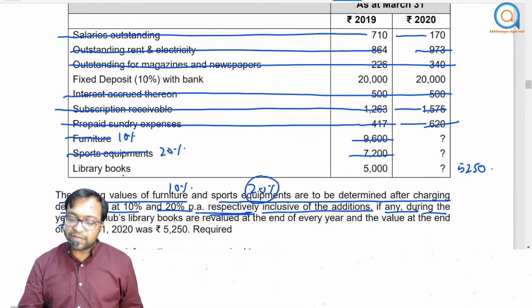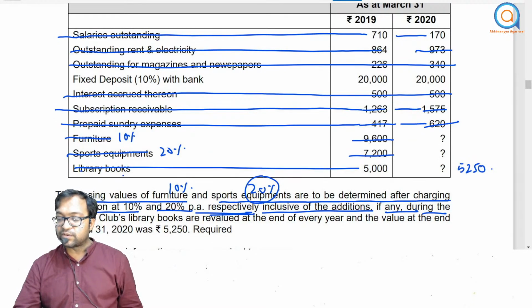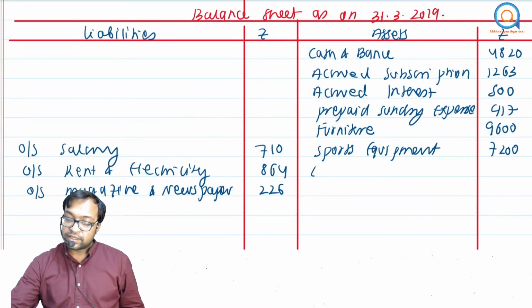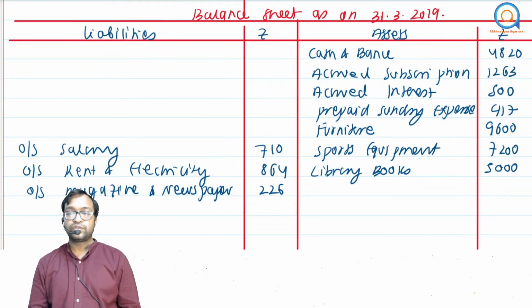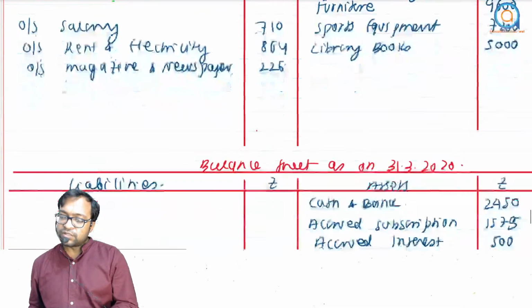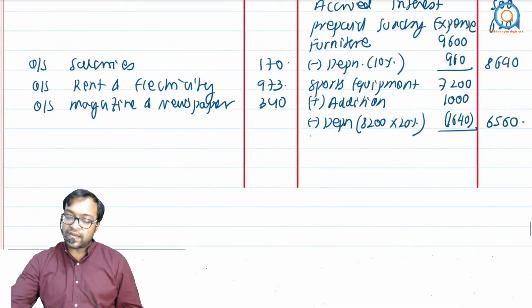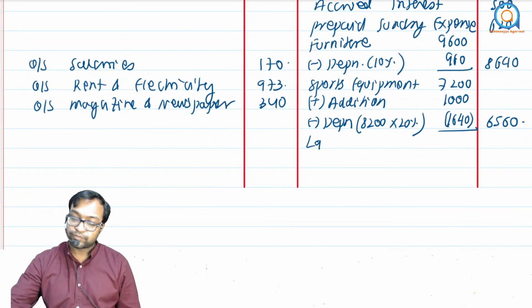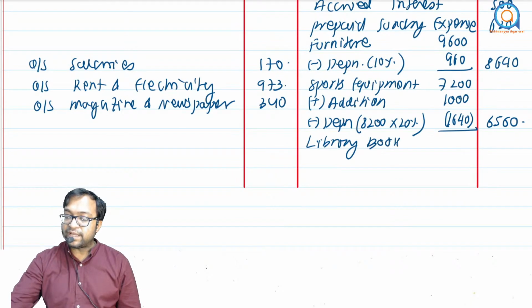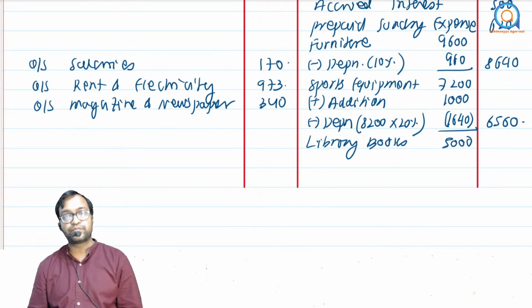Last is library books. Opening balance is 5000. Okay. In the opening balance sheet, go and write library books. Opening balance is 5000. Now go to the closing balance sheet and write library books. Now my opening balance is 5,000, correct?